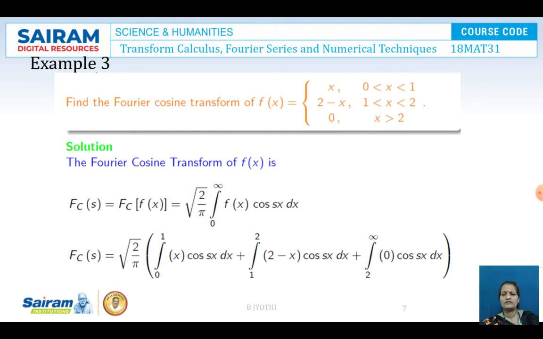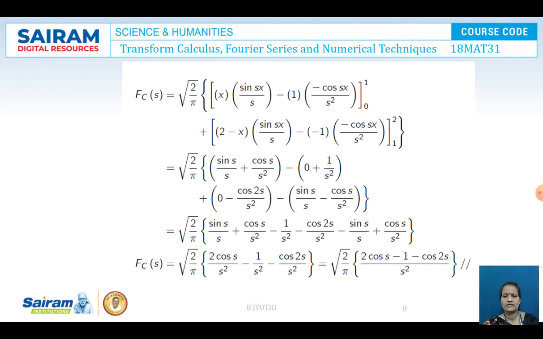Now find the Fourier cosine transform of the function f of x equal to x, when x is varying between 0 to 1, 2 minus x when it is 1 to 2, and 0 when it is greater than 2. That means our f of x has to be split as 3 functions. So consider the given formula, the fc of s, and f of x is x when it is 0 to 1, 2 minus x when it is 1 to 2, and from 2 to infinity it is 0. Now the third integral will be 0.